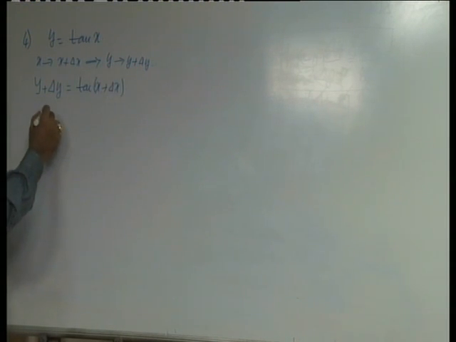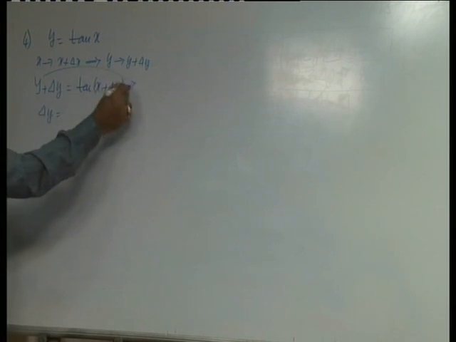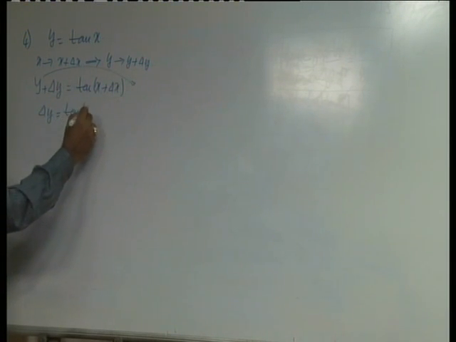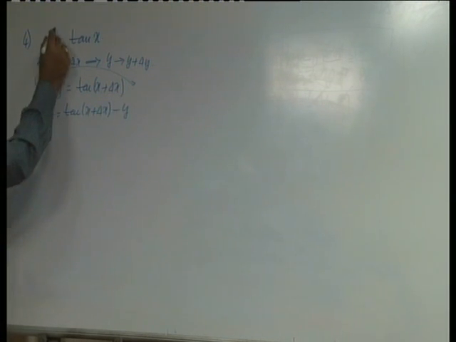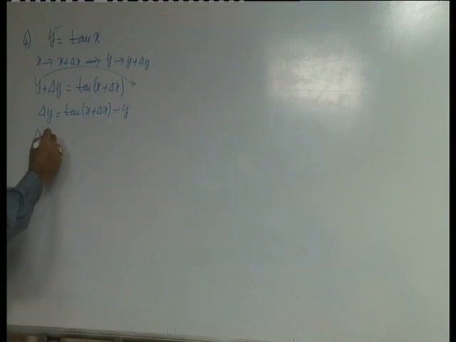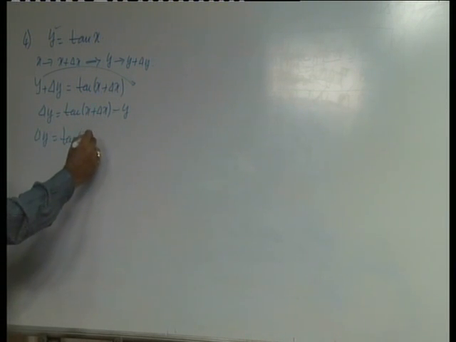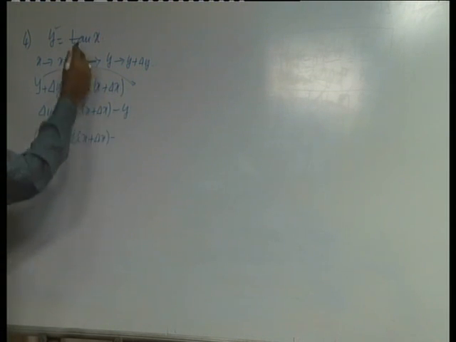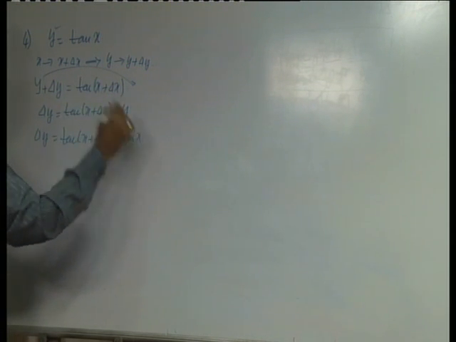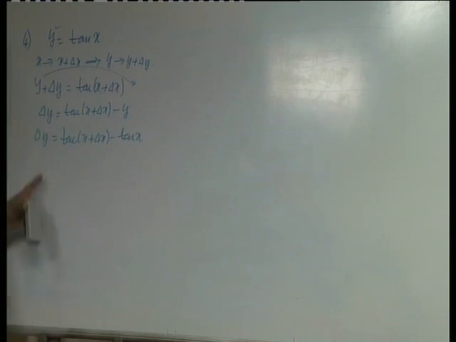In the next step, delta y is equal to what? Y is transferred to the right side. Delta y is equal to tan of x plus delta x minus y. What is y? Y is taken as tan x. Here next we have to divide by delta x, right. That step I will take later on, because it needs some other simplification.